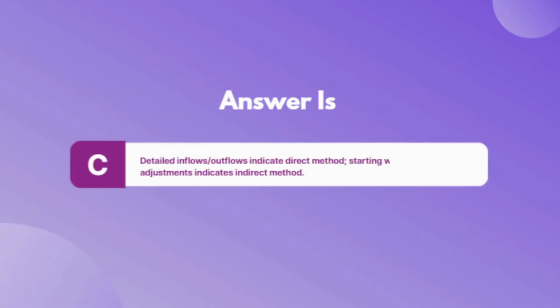Answer is C. Detailed inflows and outflows indicate the direct method, while starting with net income plus adjustments indicates the indirect method.